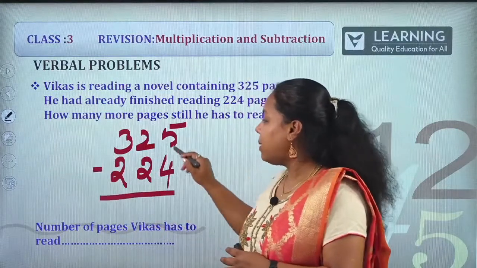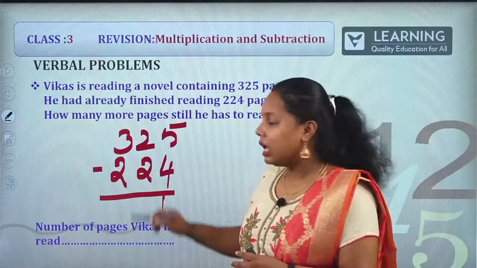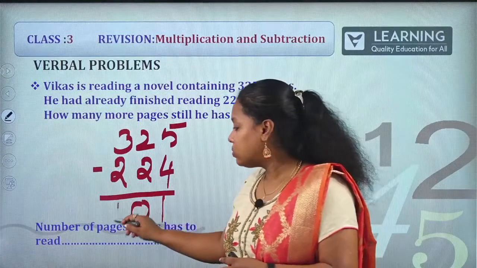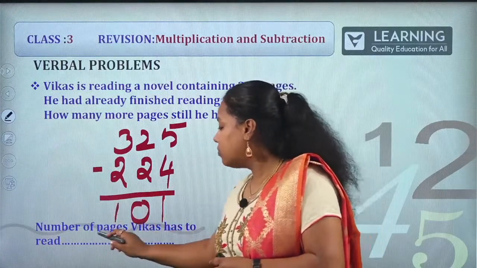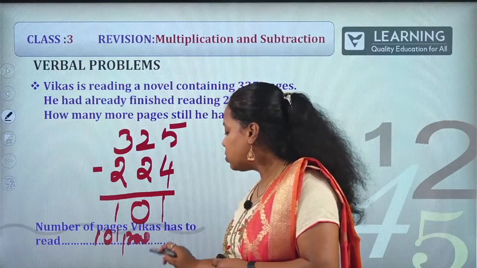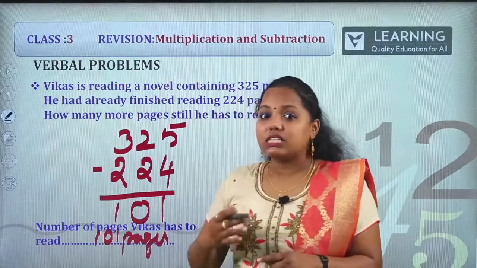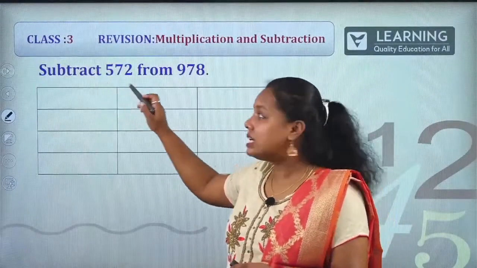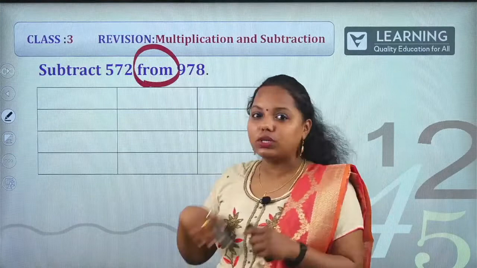Now, 5 minus 4, that gives me 1, and 2 minus 2, that gives me 0, 3 minus 2, that gives me 1. So, the number of pages Vikas has to read is 101 pages over there. So, from here, subtraction concepts are coming into existence. Now, there is an important word. I hope you remember all this.